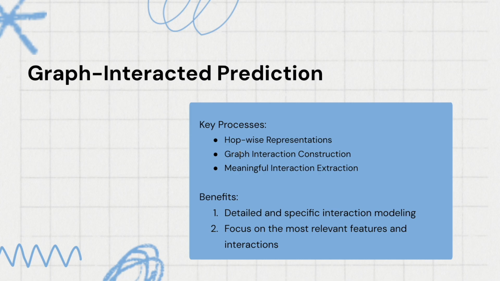And the second methodology is the graph interactive prediction. The key process of this method is listed below, and the benefit is, first, it allows for detailed and specific interaction modeling between different layers of graph embeddings, providing a rich set of features for the prediction task. And second, the attention mechanism and the explicit interaction construction enable the model to focus on the most relevant features and interactions, thus improving the accuracy and efficiency of the prediction.